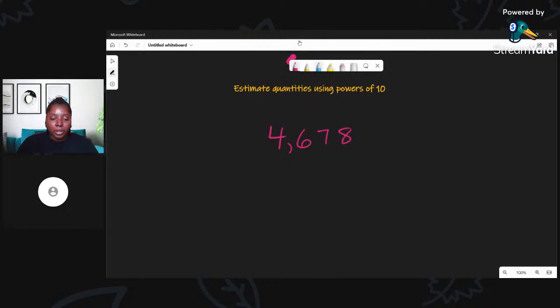4,678. We're going to estimate it using the power of 10. Okay, remember, we go to our biggest place value. Okay, we're going to round to the nearest thousands. What number am I going to use to tell me whether this 4 is going to stay a 4 or if it's going to go up? 6. Good. It will go up. Okay, it's going to go up to what?